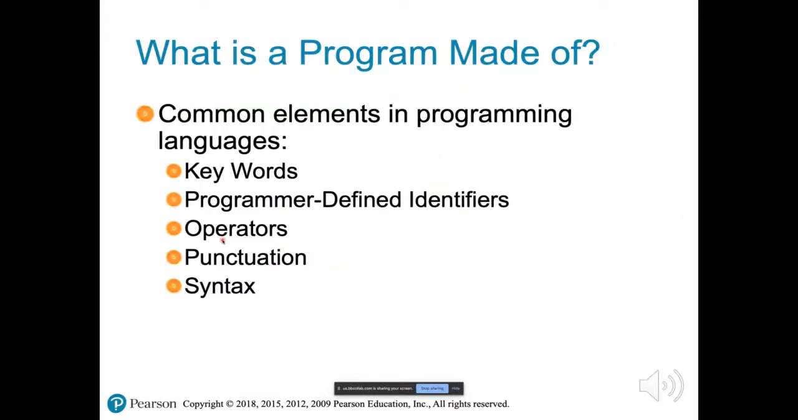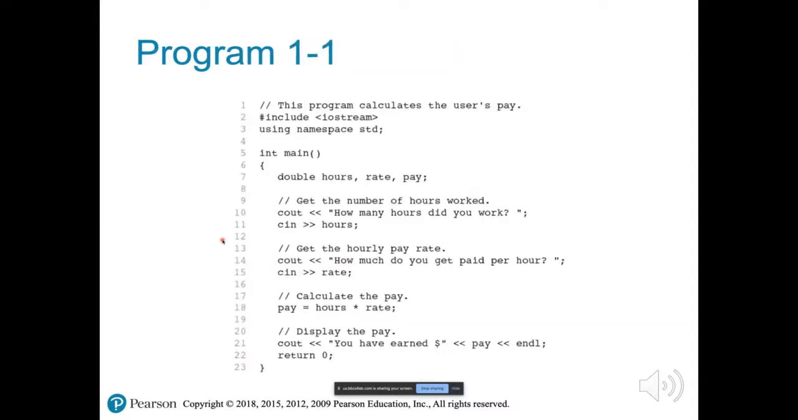What is a program made of? Keywords, programmer-defined identifiers, operators, punctuation, and syntax. Here's the program for the algorithm we gave earlier on. If you look at this, you'll be able to see at a high level what it's doing. Here are the variables that you created. You're displaying something out, you're reading it in, you're displaying it out, you're reading it in, you're doing some kind of calculation, and you display it. You can see this at a high level without knowing all the syntax of the language.